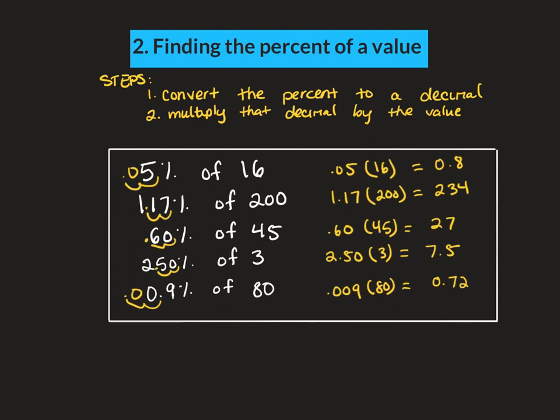For the next one, I'm asking for 60% of 45. That's a little bit more than half of 45. So I'm expecting my number to be over about 22.5, but below around a 30. And I have an answer of 27.